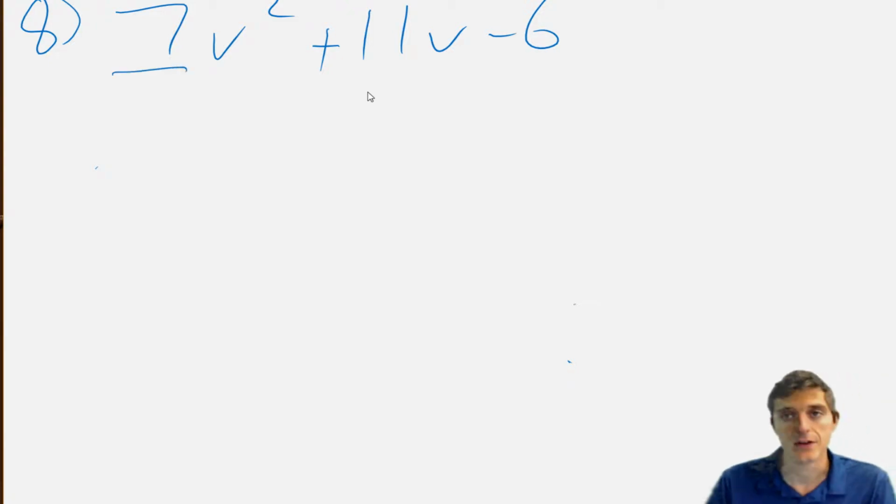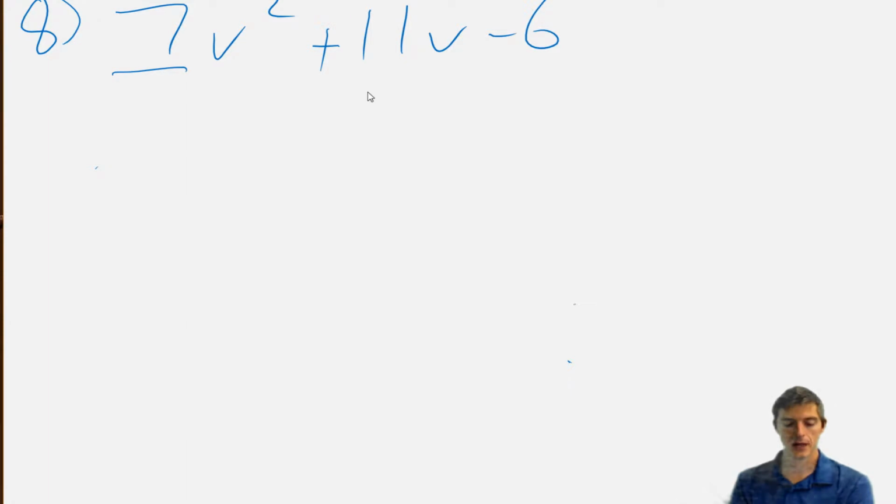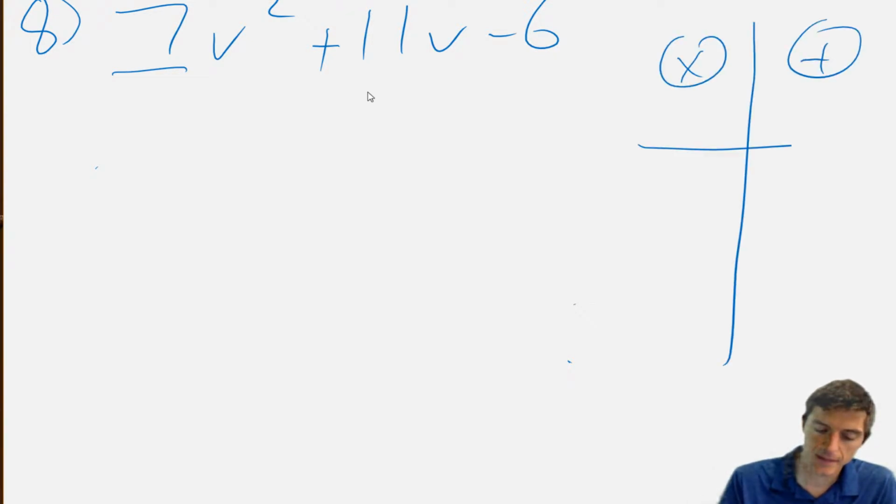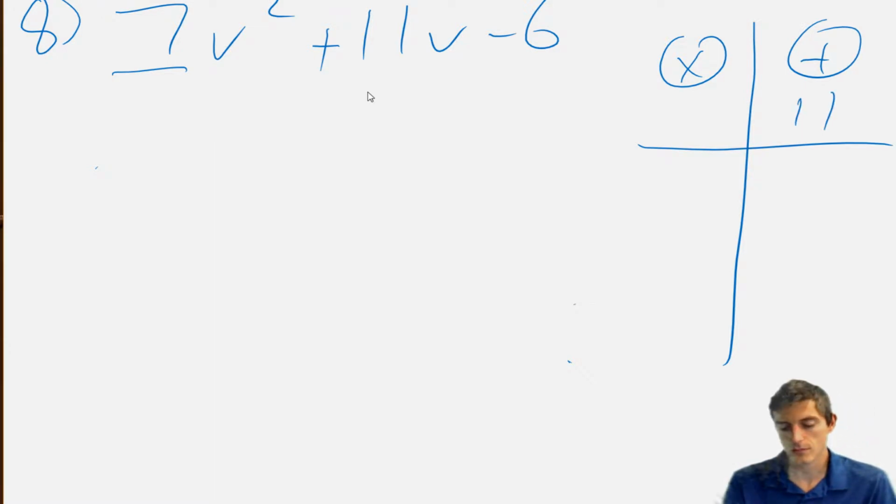Whenever you see a value in front, that's called the a value, like if it's 8x squared or 2x squared or 2v squared or whatever, that a value is not 1. It's going to make our lives a little bit more difficult. So instead, half of it doesn't change, right? The half that doesn't change is I still want numbers that add up to 11.